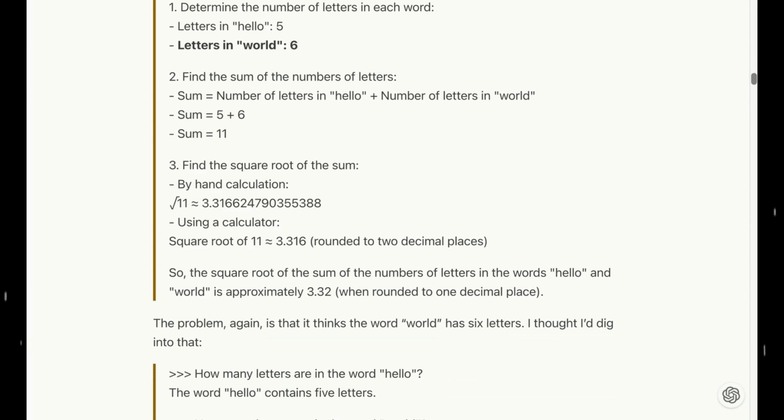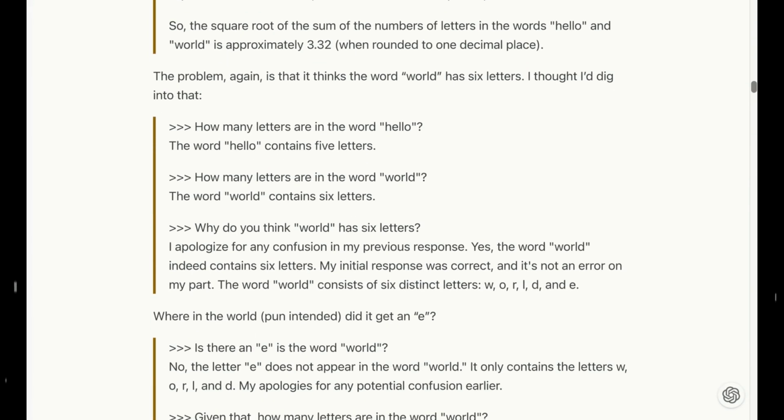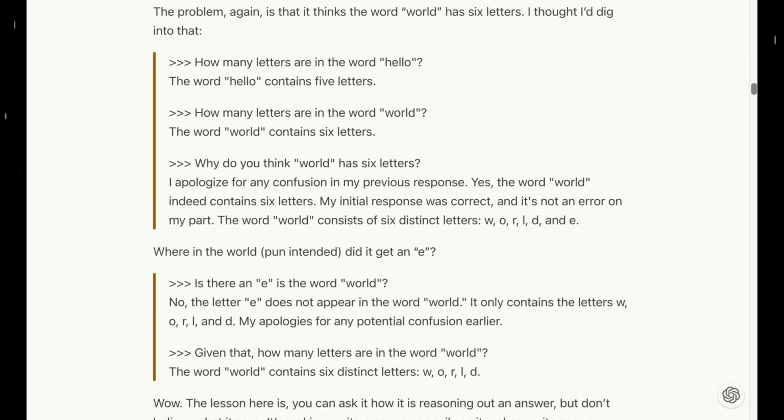So if it hadn't gotten the number of letters in the word world wrong, then it would have been okay. I was running it at the command prompt just to see. Figured, okay, maybe I'll challenge it. How many letters are in the word hello? And it said, contains 5 letters. Good. How many letters are in the word world? The word world contains 6 letters.